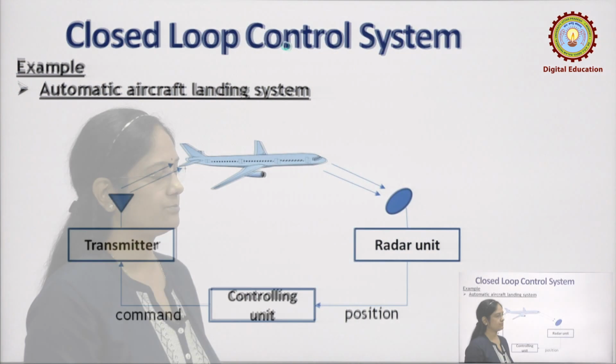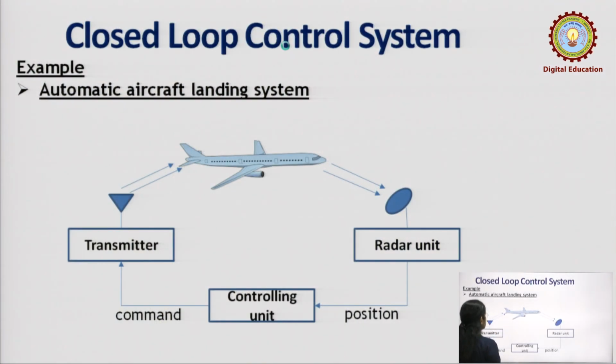Now, let us see some examples, there are many. One is the aircraft landing system. We can see that the three major components of the aircraft landing system are the aircraft itself, a radar unit, as well as the transmitter. Now, what is the function of the radar unit here? You have a controlling unit as well. The vertical and the horizontal position of the aircraft with respect to the ground is sensed by the radar unit, and it is fed to the controlling unit.